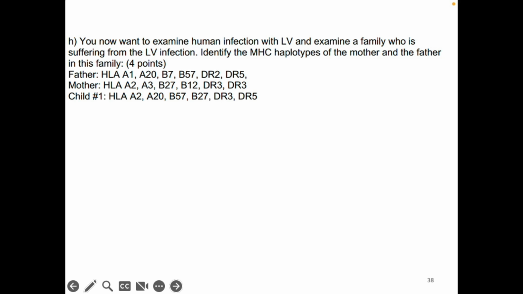So, who wants to give us mom's other haplotype? Mom's other chromosome. Yeah, Brenna. A3, B12, and DR3. So there's mom's second haplotype, mom's other chromosome. Those three genes must be on the same chromosome because they're not on the first one and she's only got two chromosomes. So those are the leftovers.